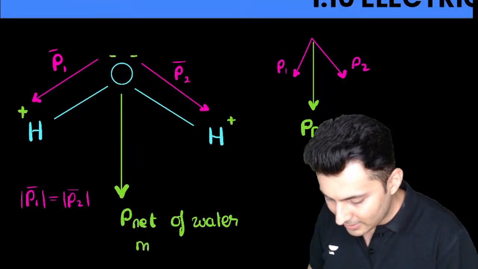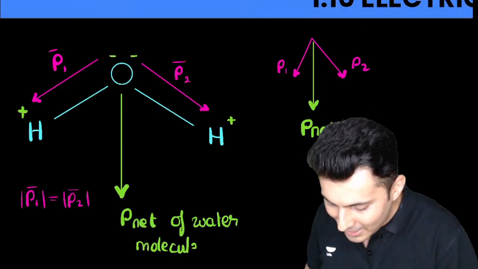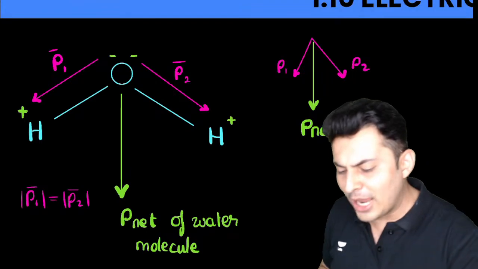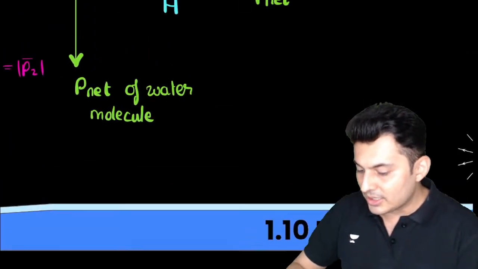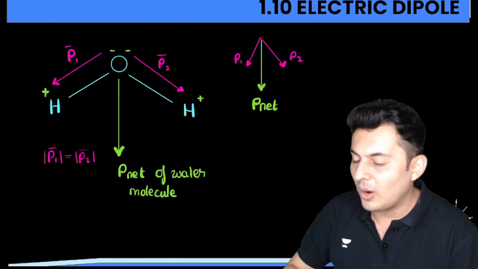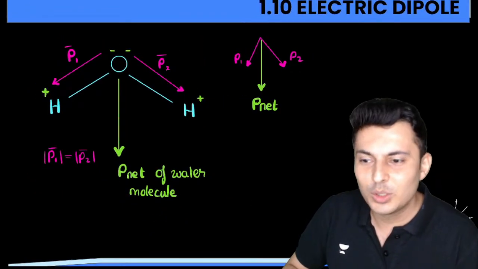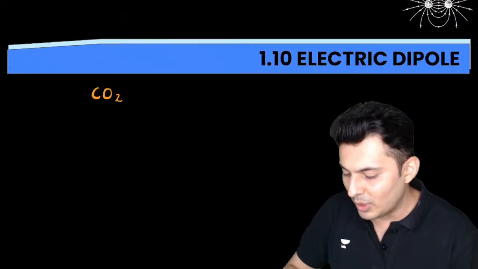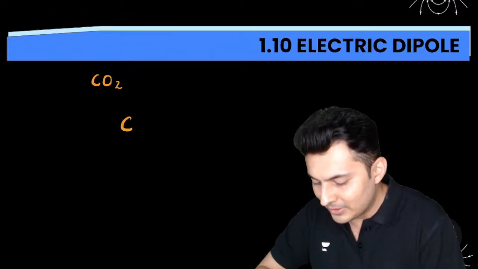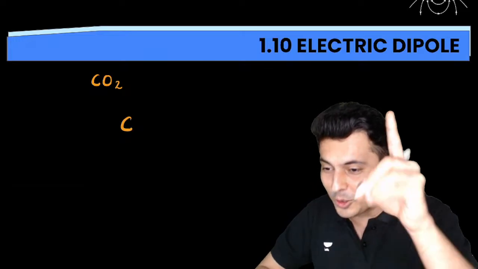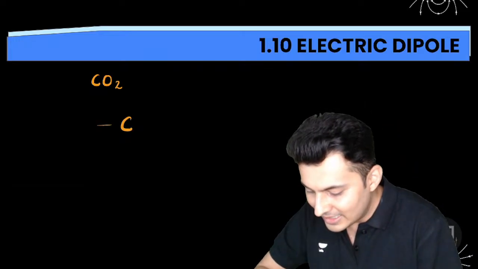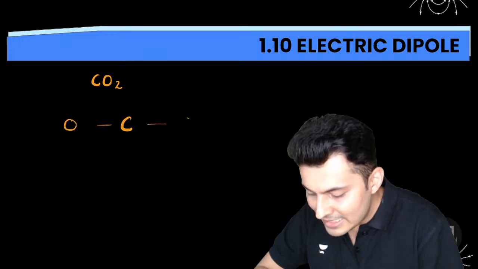Now that you understand this, I have one more interesting chemistry question for all of you. Do you know the structure of carbon dioxide? You know how the H2O water molecule is. Do you know the structure of the carbon dioxide molecule, guys? There is carbon. Let's see if you can put it in the chat box. Very good, Ram Kumar was the first one. It is a linear molecule.